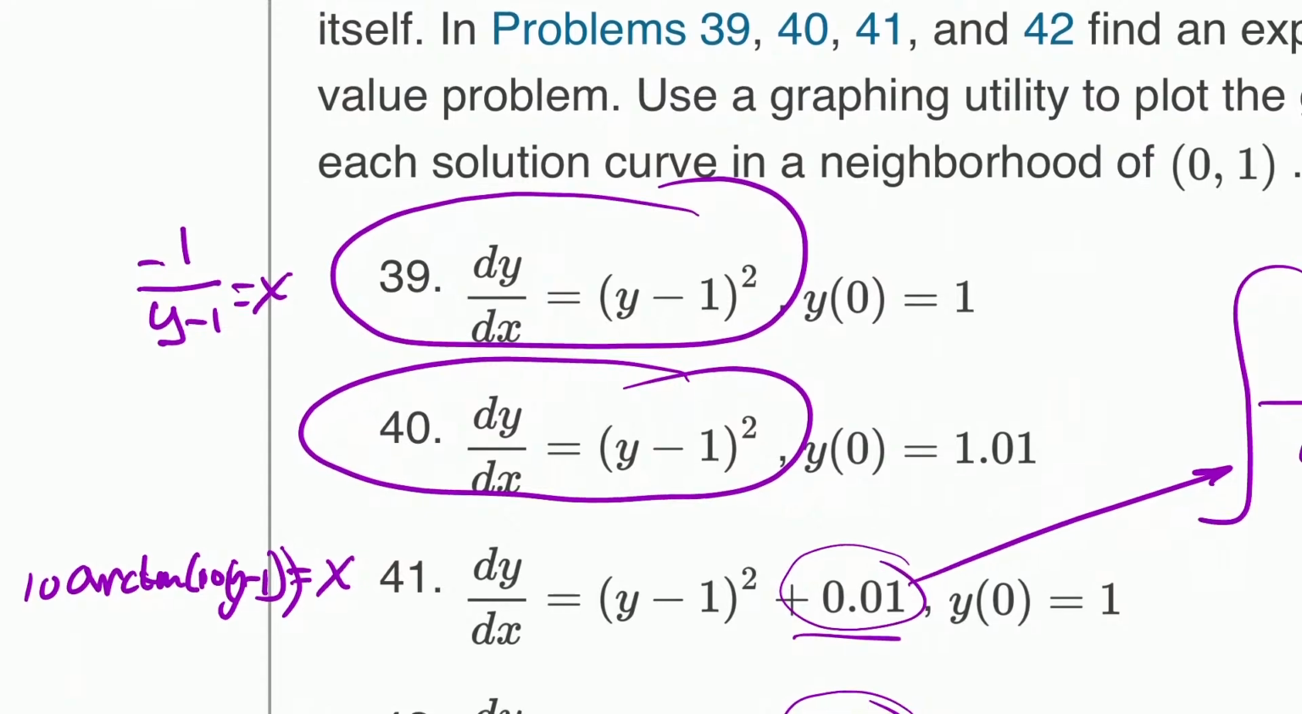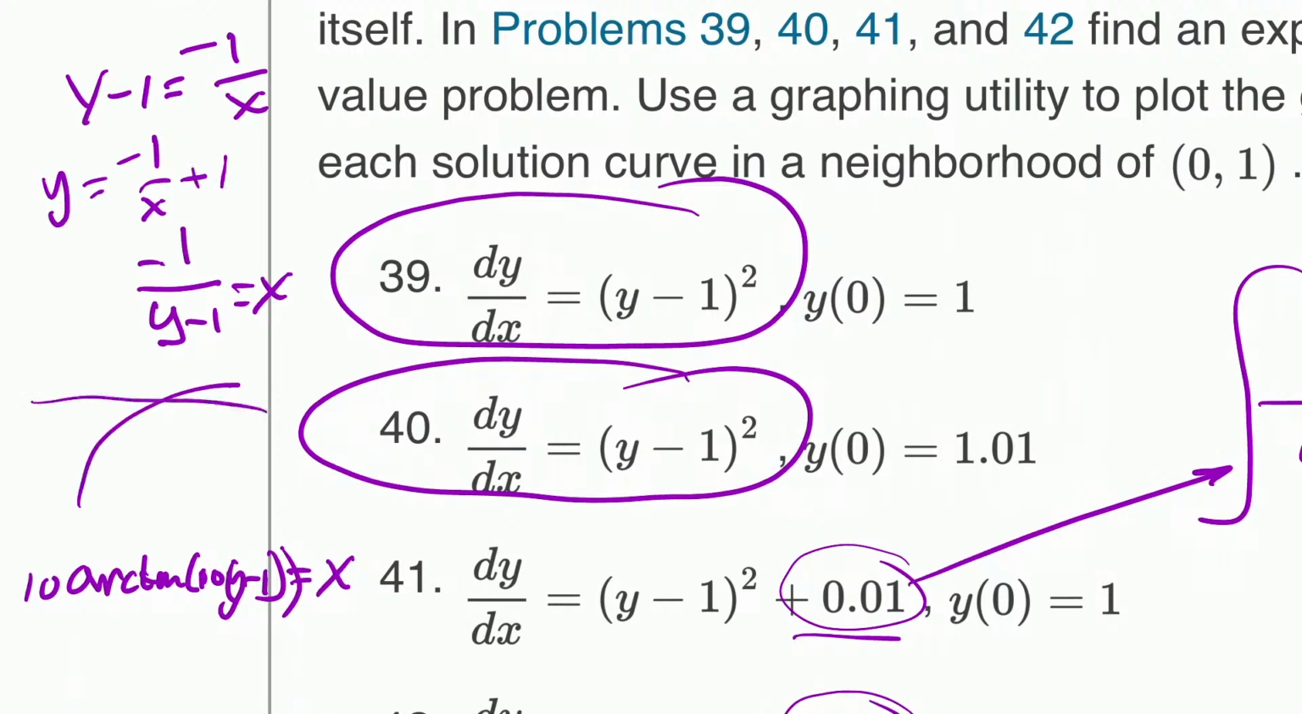y minus 1 is 1 over x. Yeah, y is equal to negative 1 over x plus 1. So that's just this curve. It's got an asymptote. The long range behavior of these three things is very different, is the point. We'll experience this at some point.